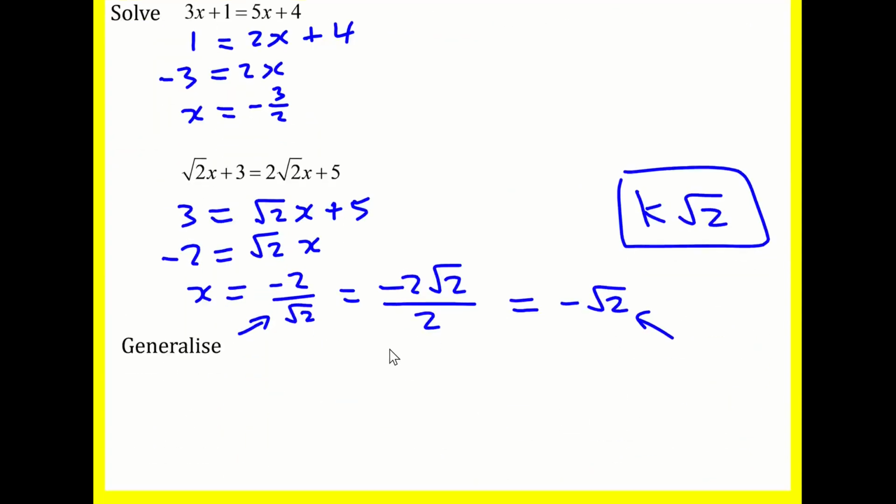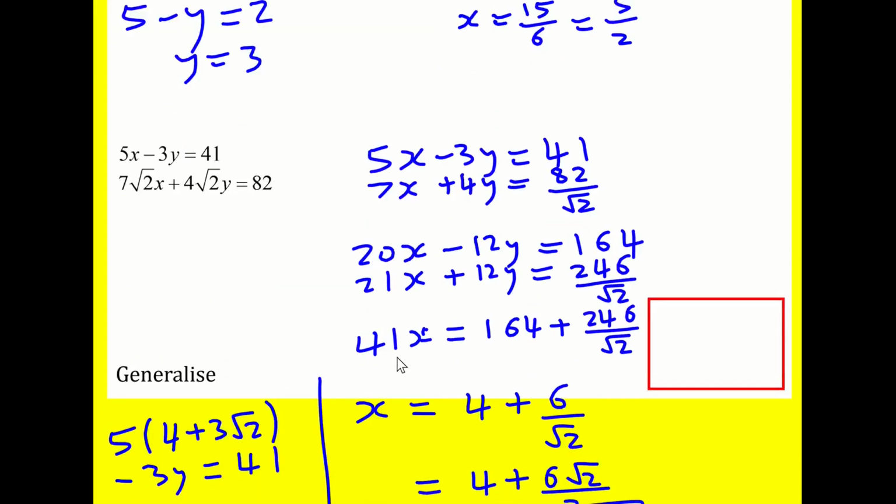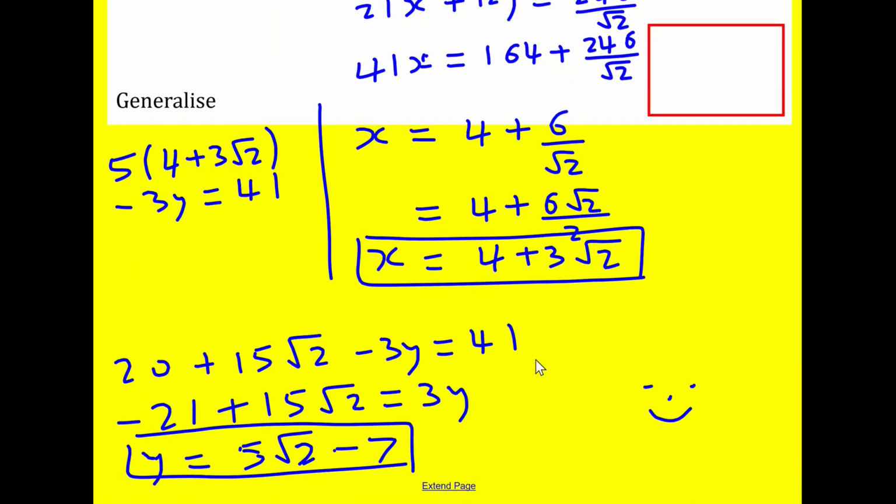We've looked at solving equations and we've looked at solving simultaneous equations. Make sure you are confident at manipulating surds with and without a calculator. Well done.